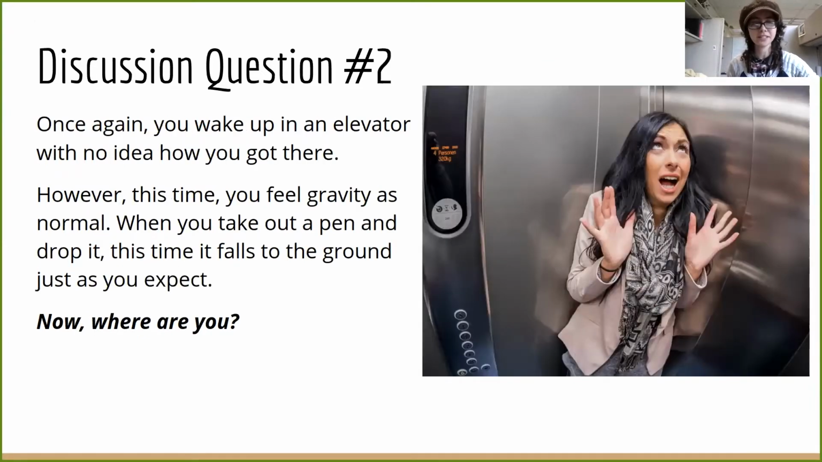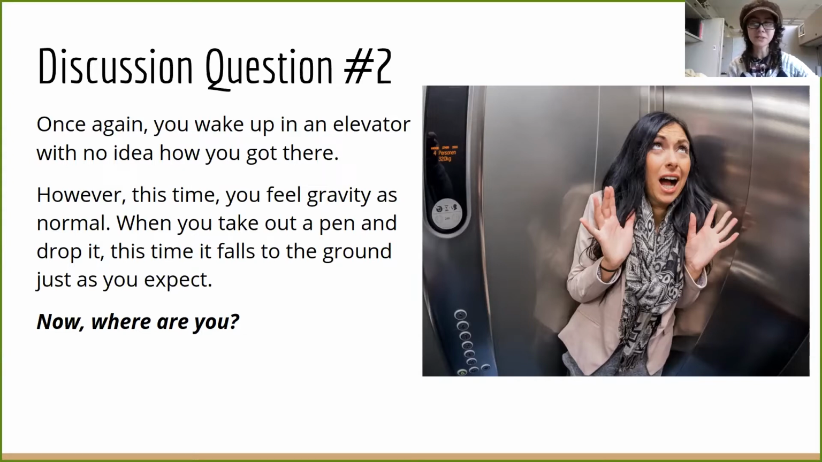Now here's our second question. You get very unlucky and this happens to you twice. So the second time, you wake up in an elevator and you have no idea how you got there. And this has happened to you before, so you don't even bother pushing buttons or banging on the door this time because you already know that it's not going to work. But something is different this time.